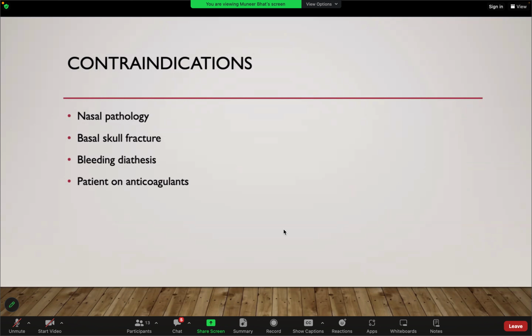Now, in which situation can it be used? It can be used in a semi-conscious patient or a conscious patient. You can use this nasopharyngeal airway for rescue of ventilation.